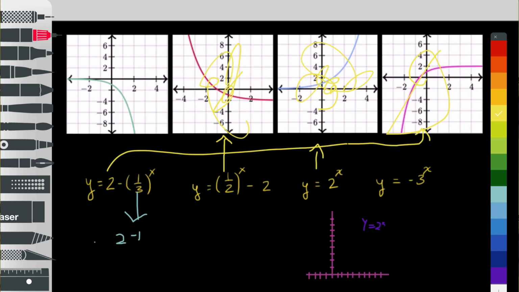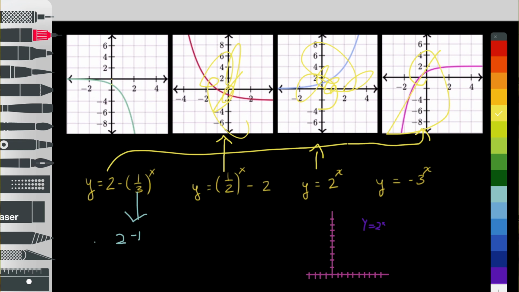Well, it won't make sense if it's (-3) to the x, because you have to remember the order of operations: the exponent comes first, apart from parentheses. So you're going to do the exponent first, so 3 to the x first, and then add the negative sign. So 3 to the 0 is just going to be 1. So -1. When x is 0, y is -1.